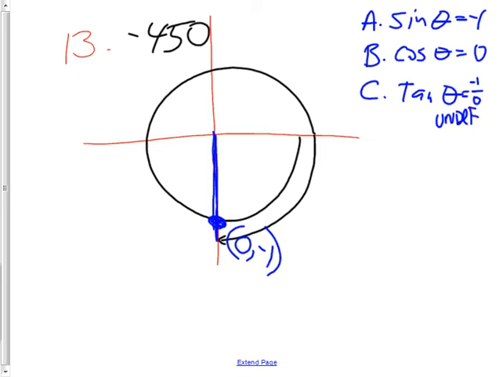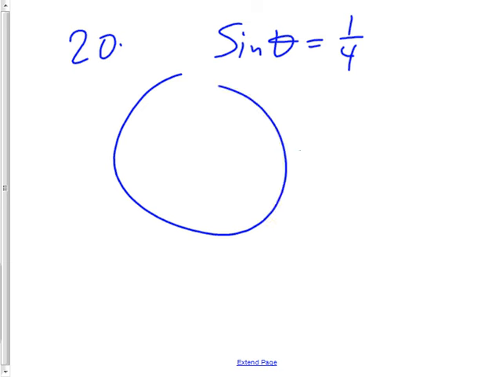All right, let's do one more together. I just skipped 19. Let's do 20. Problem 20. Cosine of theta and cotangent of theta is what we want to find. But they have to give me these clues first. Sine of theta is 1/4.